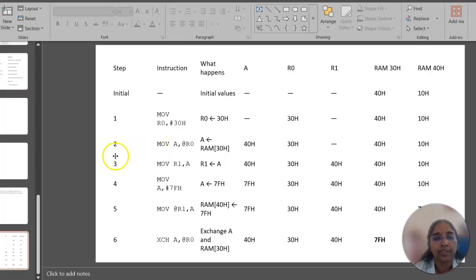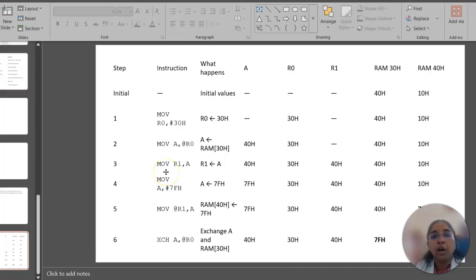Now, the second instruction is executed: MOV A, @R0. That is, the address in R0 is fetched first, that is 30H, and the value at the memory location 30H is moved to the accumulator. Now the accumulator holds the value 40.